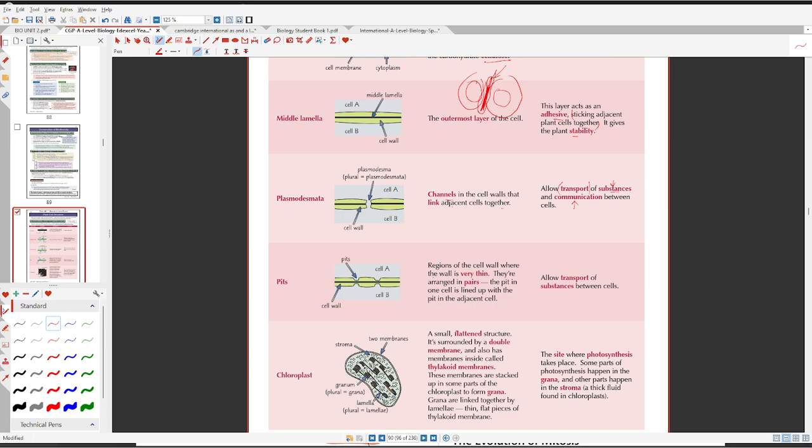So pits are areas where the cell wall is very thin. They're arranged in pairs, one on both sides, and they allow the transport of substances through cells. So if this was transport and communication, this one is going to be transport only.